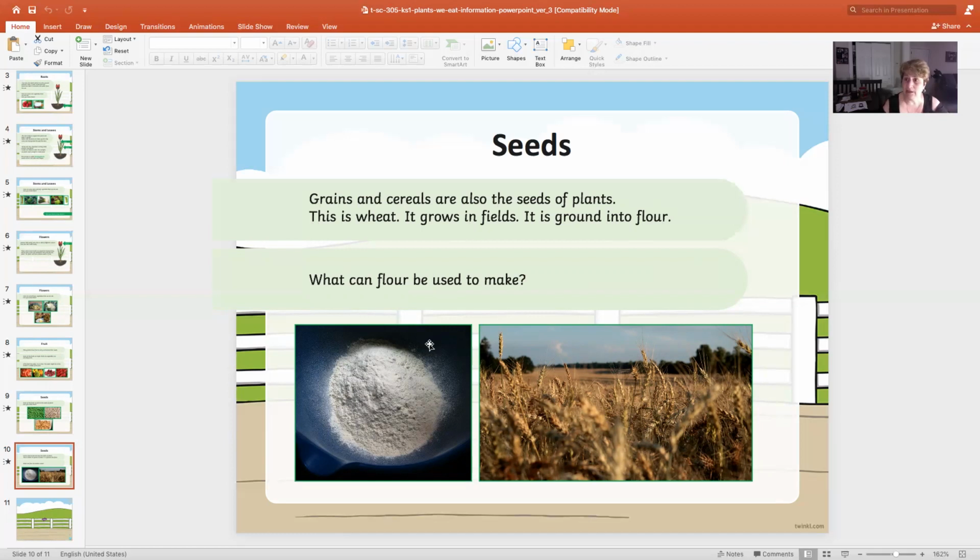Right, cakes. You can make cakes with flour and all sorts of things. Cookies, you need flour for. Bread, you need flour to make. So flour is very important and it is made from seeds, ground up seeds.